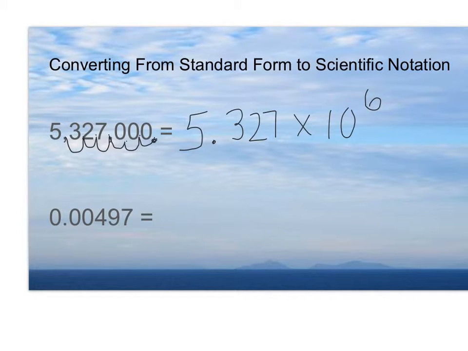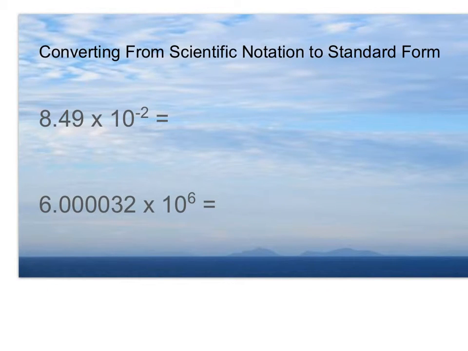For the second example, again, I want to pick up the decimal and move it 1, 2, 3 spots, so it will now sit after the first non-zero digit. So I'll have 4, then my decimal point, 9, 7, times 10, and I moved it 1, 2, 3, but I moved it to the right, so it's a -3 spaces.